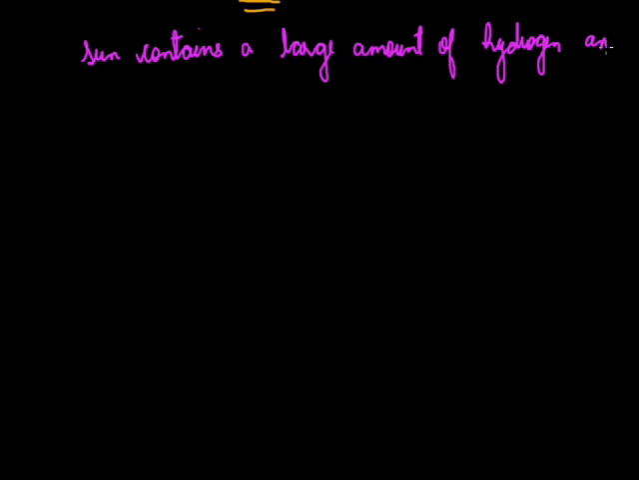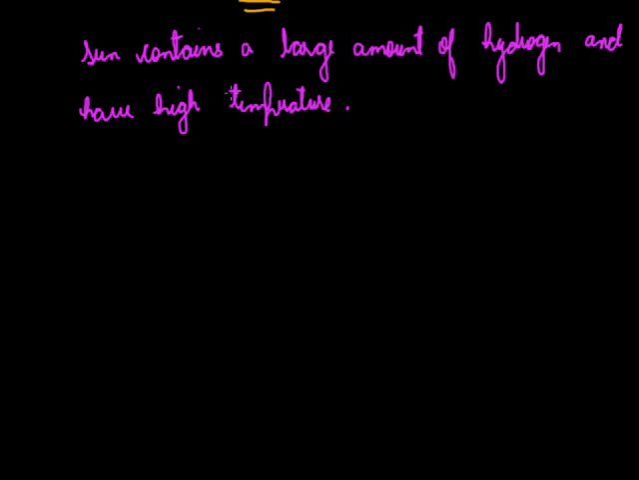And this hydrogen is accompanied with high temperature. So as we said, it contains a large amount of hydrogen. These hydrogen atoms are also present in their isotopic form, meaning natural hydrogen is present but its various isotopes are also present, for example, deuterium and tritium.